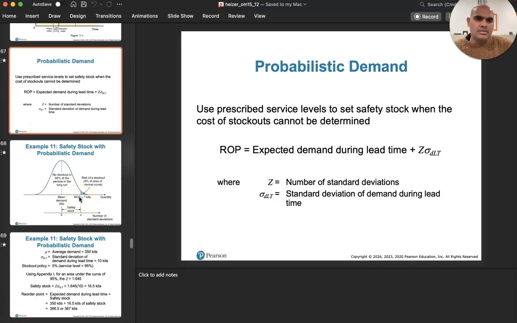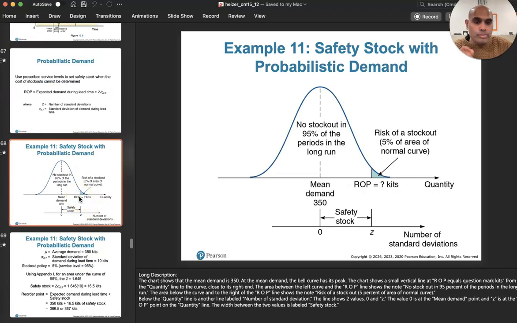So what is a service level? Service level is the probability that you will have stock when a customer comes to your store, that there is no stockout. So if you say that you have a 95% service level, you're saying that in 95% of periods, you did not have a stockout, but there is a 5% chance that you might have a stockout. So in any given period, there's a 5% chance of a stockout and a 95% chance of not stocking out. That is what you mean by a service level, right?